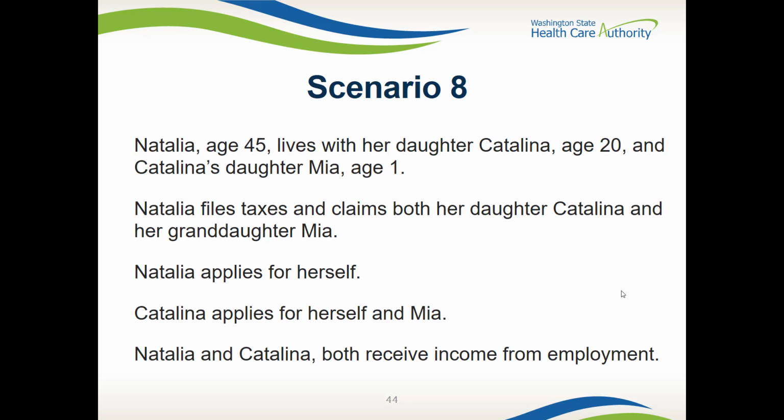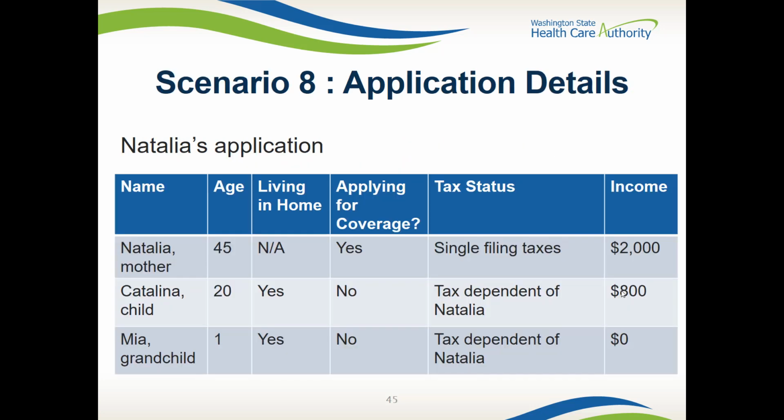Scenario 8. Natalia, age 45, lives with her daughter Catalina, age 20, and Catalina's daughter Mia, age 1. Natalia filed taxes and claims both her daughter Catalina and her granddaughter Mia. Natalia applies for herself. Catalina applies for herself and Mia. Natalia and Catalina both receive income from employment. Here is the application details. Take a moment to review Natalia's application.